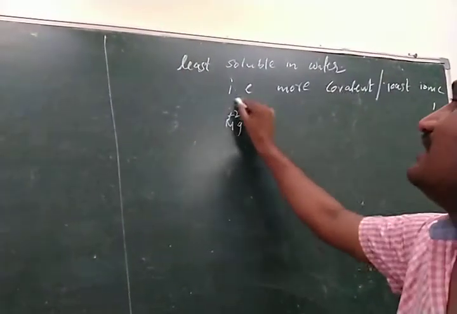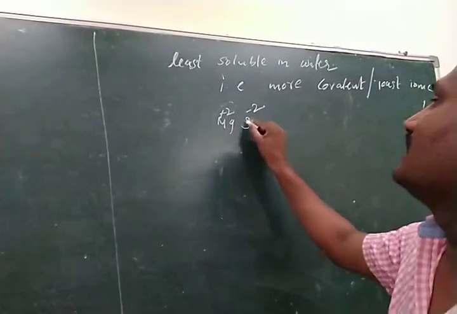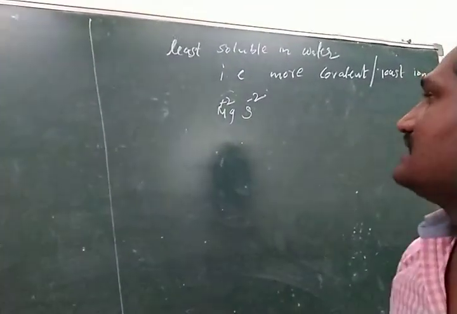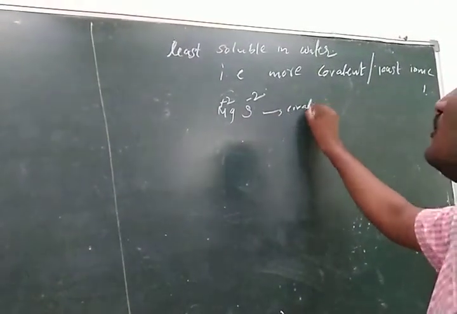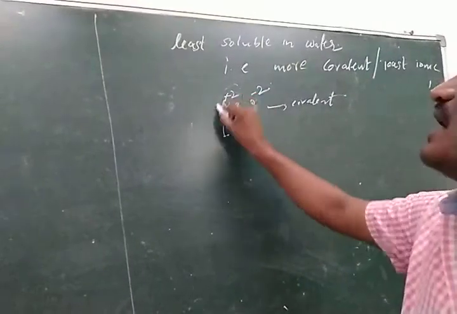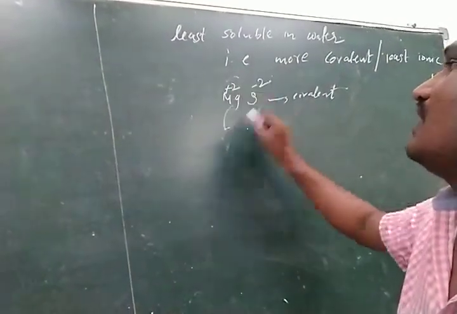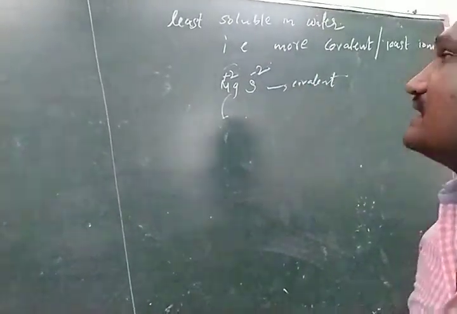So small size, more charge: if the cation charge is more and the anion negative charge increases, covalent character increases. So this is more covalent because magnesium is plus 2. Cation charge is more, anion negative charge increases, so covalent character increases.